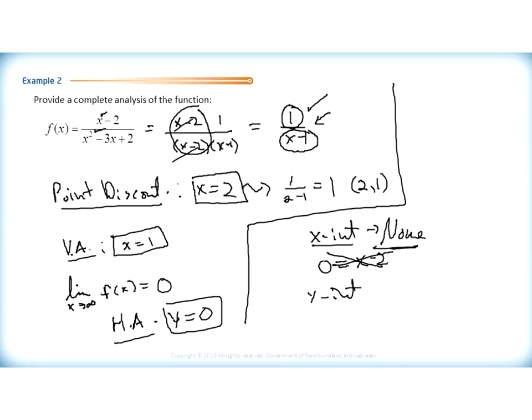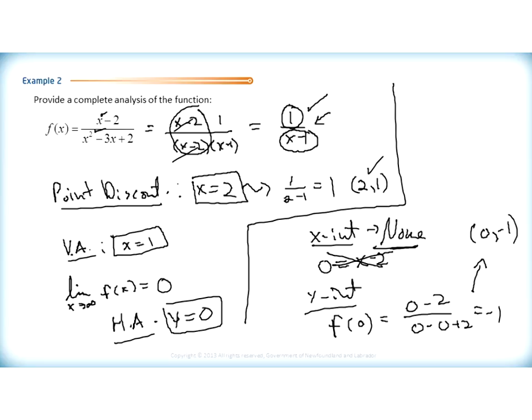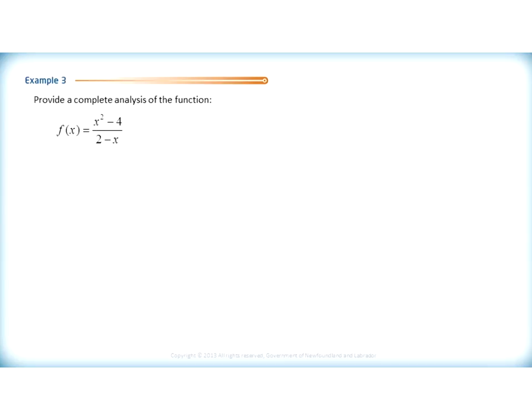Y-intercept, we'll get that one by finding f of 0. So f of 0 is going to be 0 minus 2 over 0 minus 0 plus 2, which is -1. So there are no x-intercepts, and our y-intercept is at (0, -1). Lots of stuff going on: a point of discontinuity at (2, 1) that's removable, a vertical asymptote at x equals 1, a horizontal asymptote at y equals 0, and a y-intercept at (0, -1). Lots of cool things on that function. Okay, one more. Provide a complete analysis of this function.